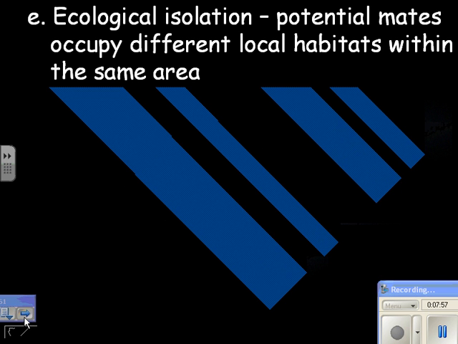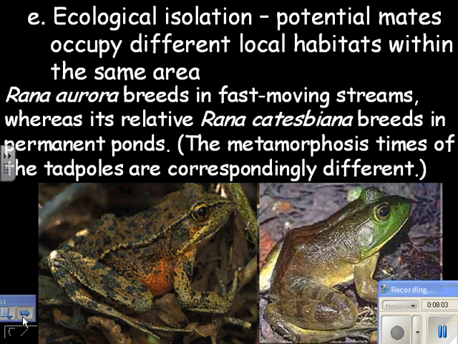And then another is ecological isolation. The potential mates occupy different local habitats within the same area. So they live in the same area, maybe mate at the same time. We saw this one before. This is a frog that breeds in fast-moving streams, whereas this is actually another species that breeds in permanent ponds, like slow water. So the metamorphosis time of the tadpoles is correspondingly different.